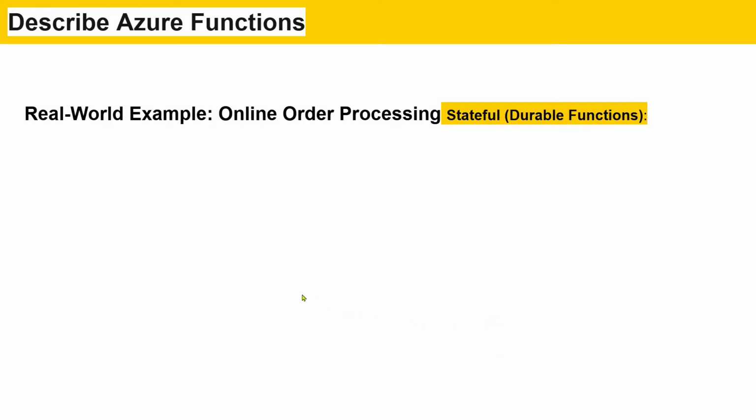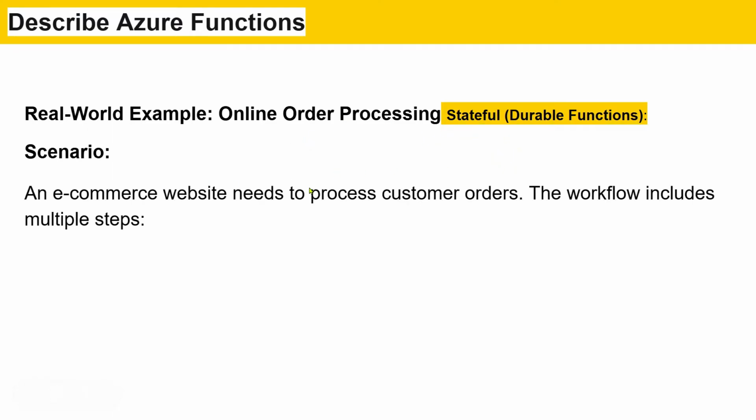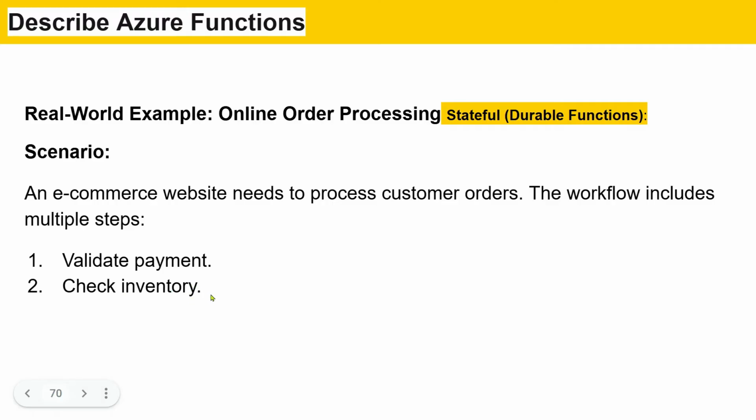So let me show you one example, okay? A real world example. Online order processing is a stateful Azure function. An e-commerce website needs to process customer orders. The workflow includes multiple steps. For example, validate payment. Until a payment is paid, you don't want to ship the product to the customer. Then if the payment is done, it notifies the inventory management team that the product has been ordered, to keep it ready. And then prepare the shipment.